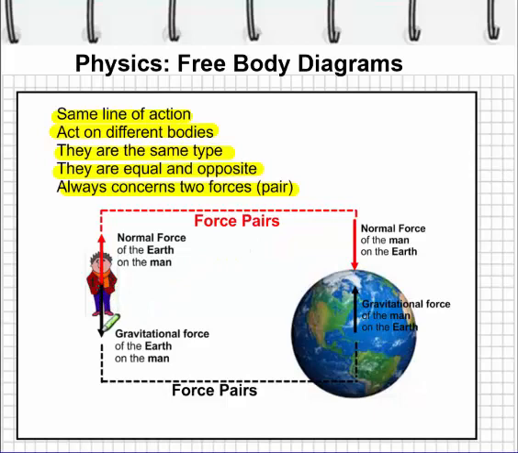Here I have a gravitational force. Okay, the earth has a gravitational force pulling down on the man. At the same time, the man has a gravitational force trying to pull the earth toward the man. Okay? So these here are going to be force pairs. So you have two sets of force pairs. You have the force pairs of the normal force, and you have the force pairs of the gravitational force.